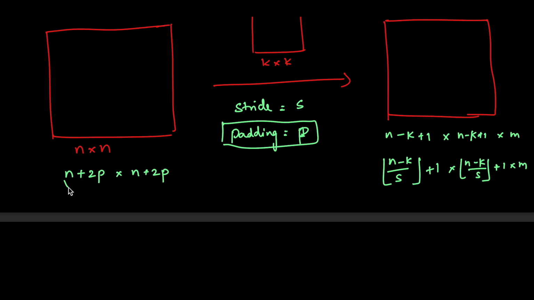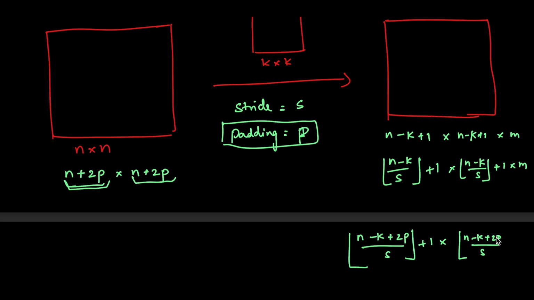Once the input shape becomes like this, the formula remains the same. That is, now this is our input shape, n plus 2p cross n plus 2p, the stride is s, and the kernel size is k cross k. So the updated formula will look something like this: (n minus k plus 2p) by s plus 1 cross (n minus k plus 2p) by s plus 1 cross m. Like that, my output shape will change according to the stride and padding.